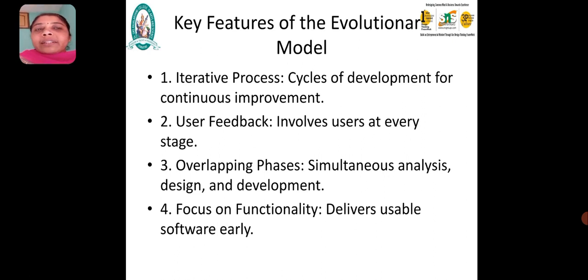I already said that if the customer has to change their needs, then in each and every phase we have to go back, analyze this, and move to the next stages. So the word overlapping means we have to analyze simultaneously. First we have to analyze from the customer, then design, and development should be there. Then focus on the functionality, and deliver usable software earlier.